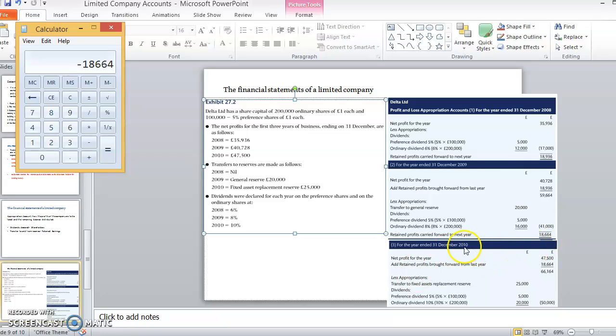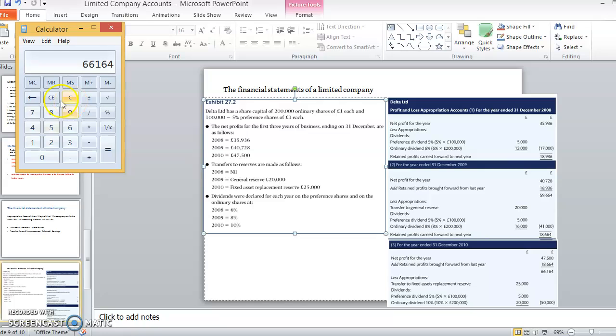Now moving on to the last year, 2010. The net profit for 2010 is 47,500 here. Again, add retained profits from last year. Last year's profits are 18,664. So this year's profits are 47,500 plus 18,664. So 66,164 are the total amount of profits.